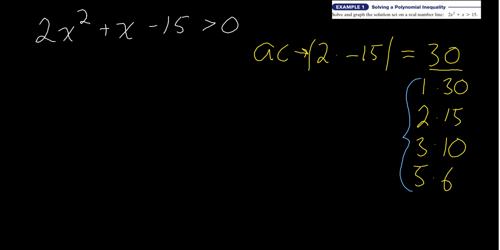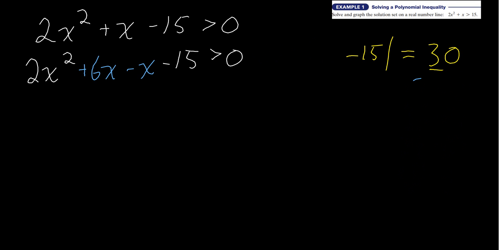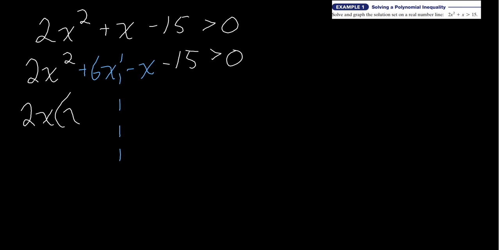So what we're going to do is rewrite this equation. It's 2x squared plus 6x minus x minus 15, and that's greater than 0. Now, the whole point of this is to factor by grouping. We've talked about factor by grouping before, so I'm going to essentially split this down the middle, right? And then what can I factor out on my left side? Well, it looks like I can factor out 2x, and what remains would be an x plus 3.